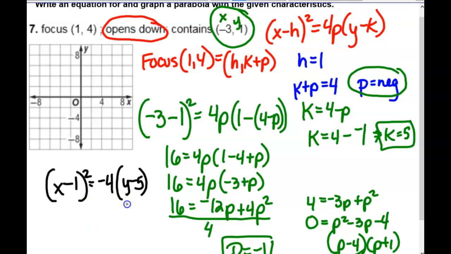All right, so according to my equation, I'm not going to look at what I already had. My equation says 1, 5 is the vertex. Oh my goodness, this is counting by 2's again. And the focus is at 1, 4, so that would make P -1 because it's opening down. Is that what we had? Yay. Good enough. This is our answer.